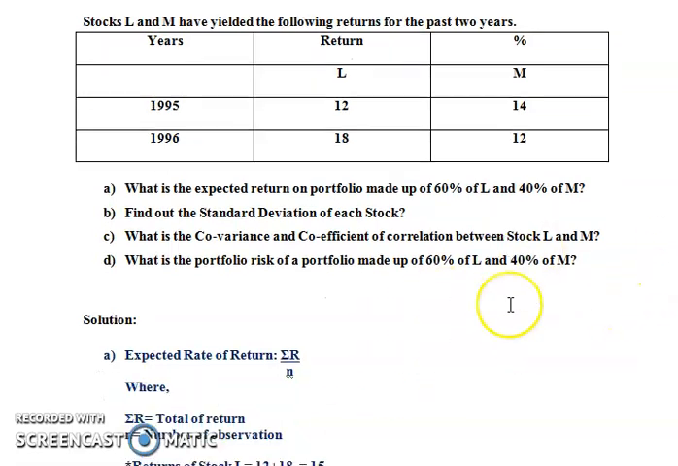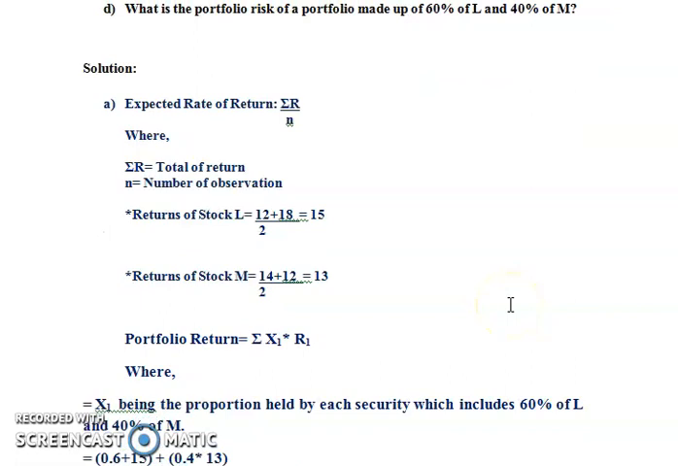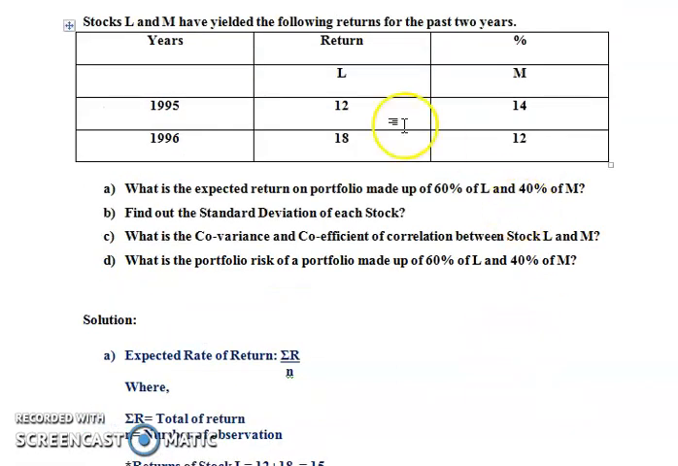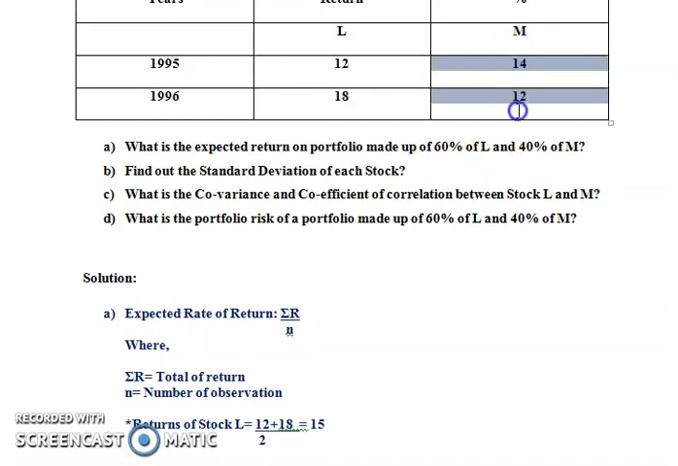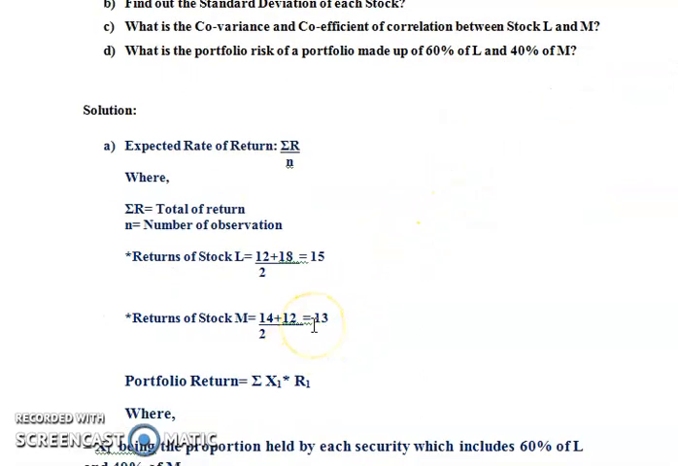Now the solution. We have to calculate the first one, that is A. Expected rate of return is equal to summation of R divided by N, where summation of R is the total of returns and N is the number of observations. Next, we have to calculate for both stocks. For the first one, return of stock L is 12 plus 18 divided by 2, which is equal to 15. Return of stock M is 14 plus 12 divided by 2, which is equal to 13.